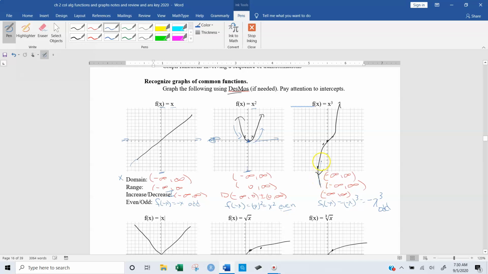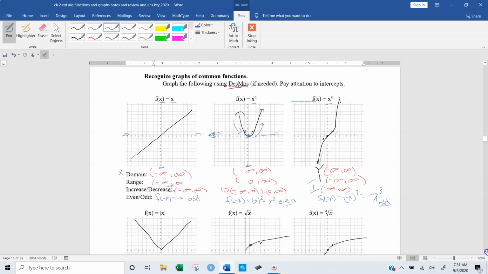X cubed, again, negative infinity to infinity for both the range and the domain. Again, increasing the entire time. It never ever decreases. Should have put my eye again, sorry about that. Plug in our negative x. Well, negative x cubed is negative x cubed, exactly opposite, so it is odd. If you did not get those right, pause and redo the bottom ones.